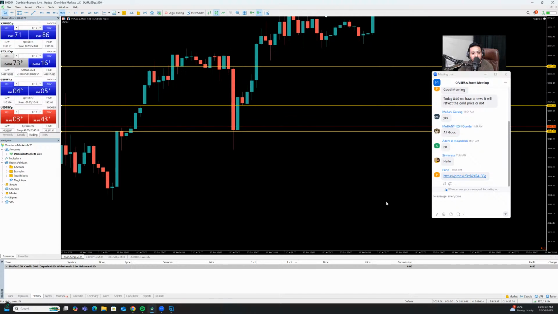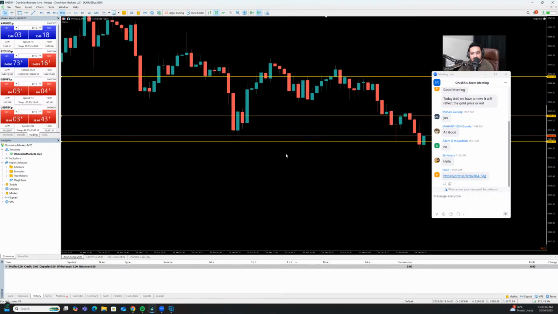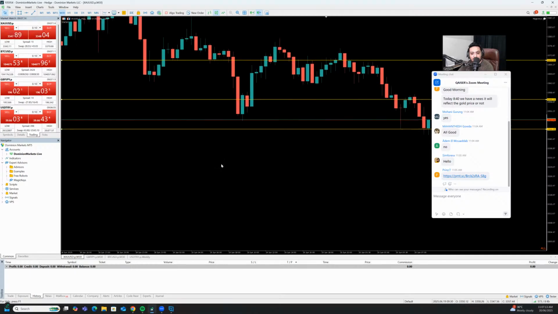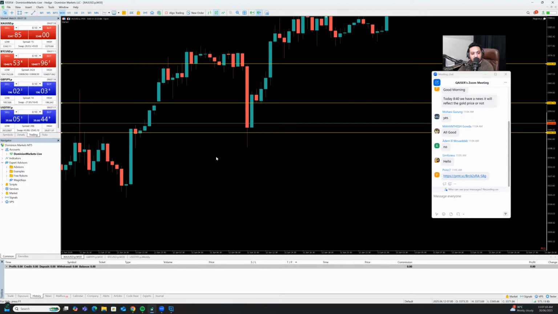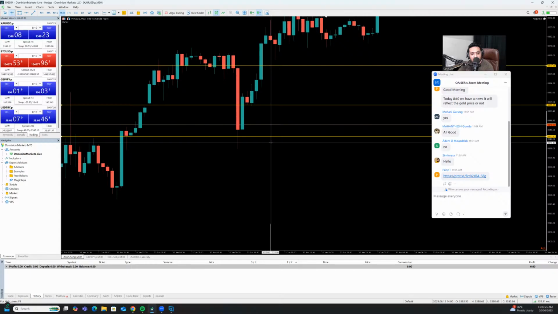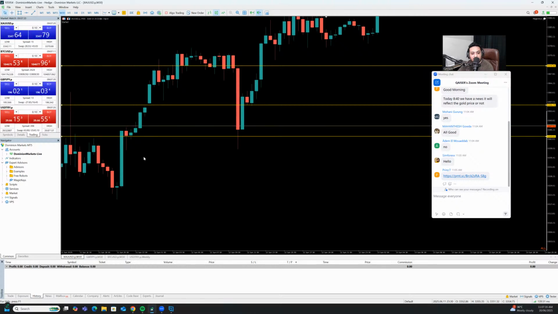So look at this one on the left hand side, we created a support, I think, or we are rejecting from the support on the left hand side. It's getting interesting. So below this area, if we measure this wick to the downside, it's like a 50 pip wick, and the market rejected twice from this area.